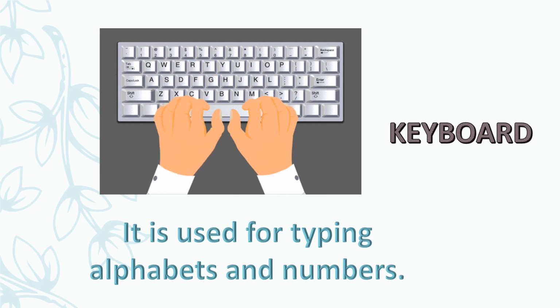Keyboard is a part of computer that is used for typing. Now you can see there are keys where alphabets are written. ABC you can see, numbers, special characters. So keyboard is used for typing alphabets and numbers, special characters.